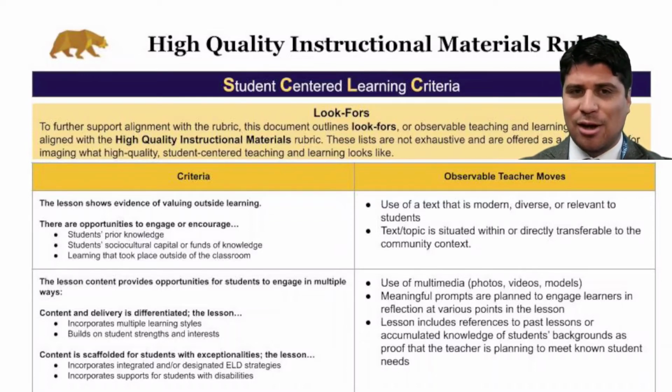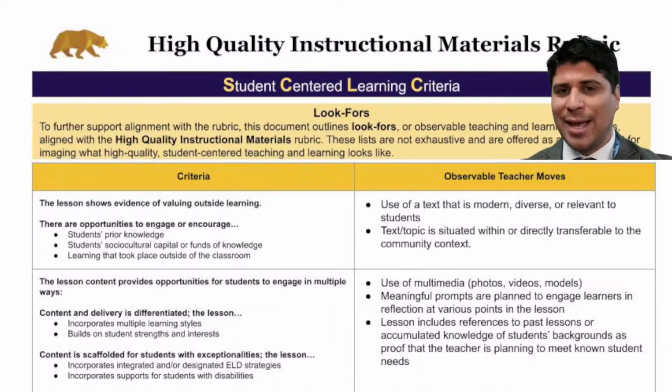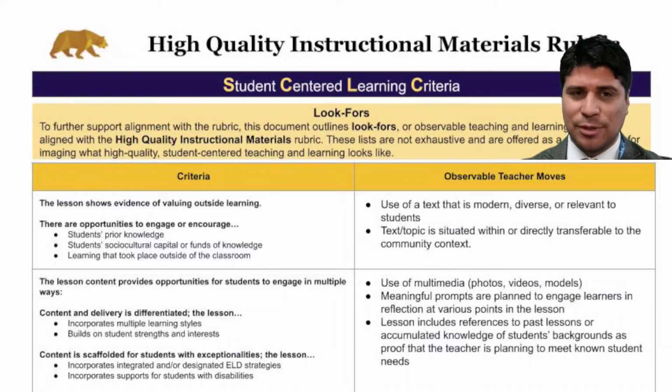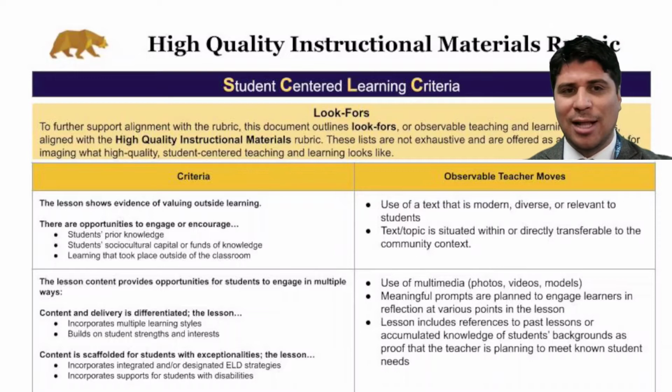On the left-hand side column, it says criteria. Those are the exact same criteria that you see in the rubric. On the right-hand side column, you see observable teacher moves. So if you look on the left first, it says there are opportunities to engage or encourage students' prior knowledge, students' socio-cultural capital or funds of knowledge, learning that took place outside of the classroom.